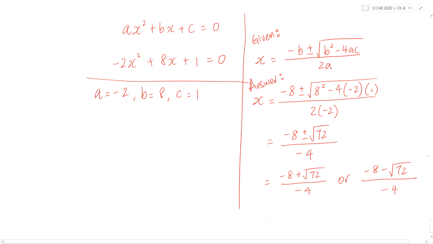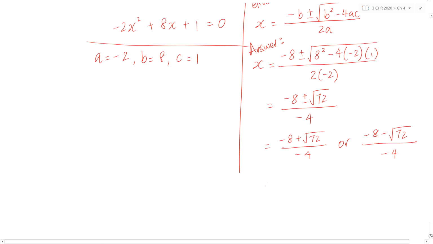So the first one, this is a fraction. Okay, come up with a fraction. Negative 8 plus square root 72. In your denominator, it is negative 4. The first answer, negative 0.12132. Since it is not exact, later on I need to round off to 3SF. The default is 3SF. So this is one answer.